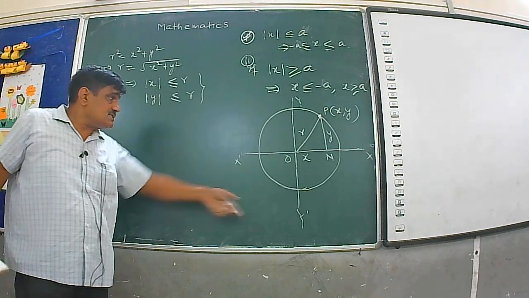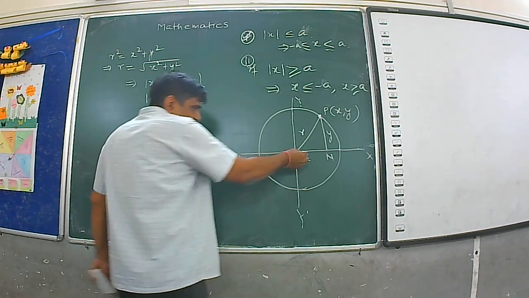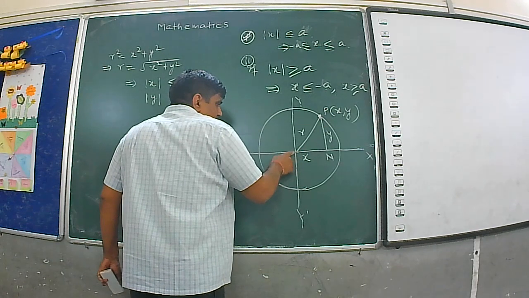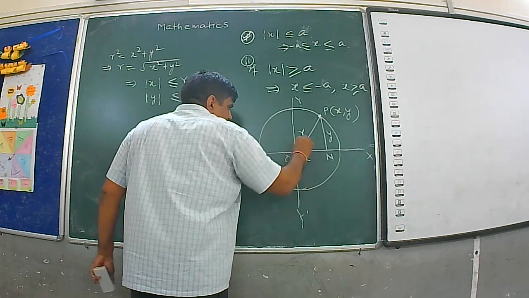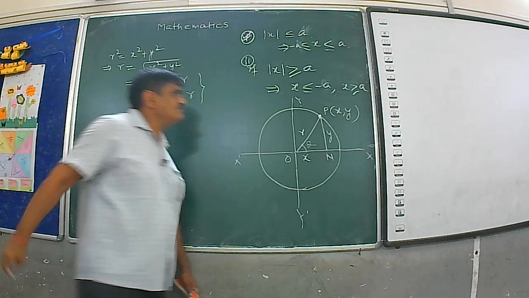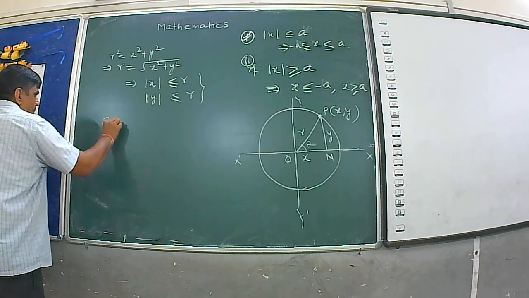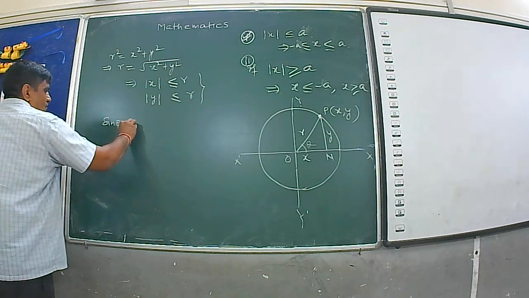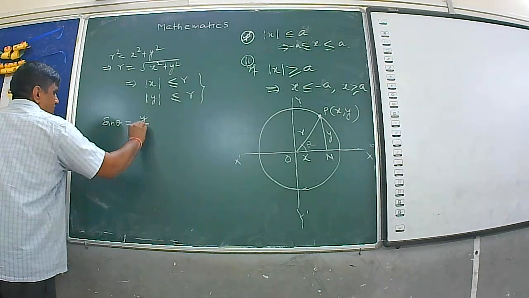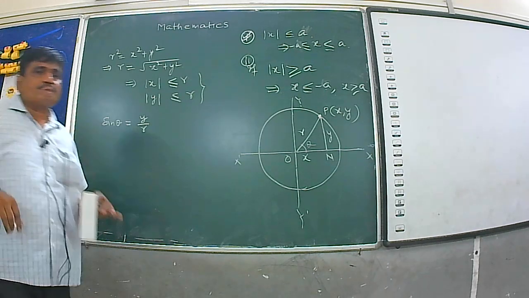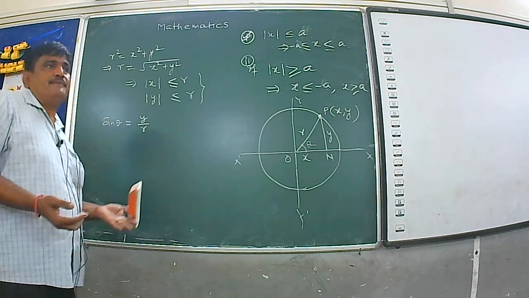Now students, if the angle OP formed from OX is theta, then sin theta is equal to y by r. We discussed the magnitude of sin theta.